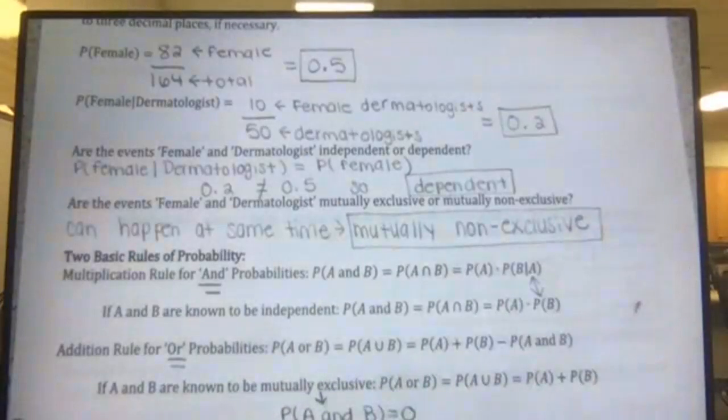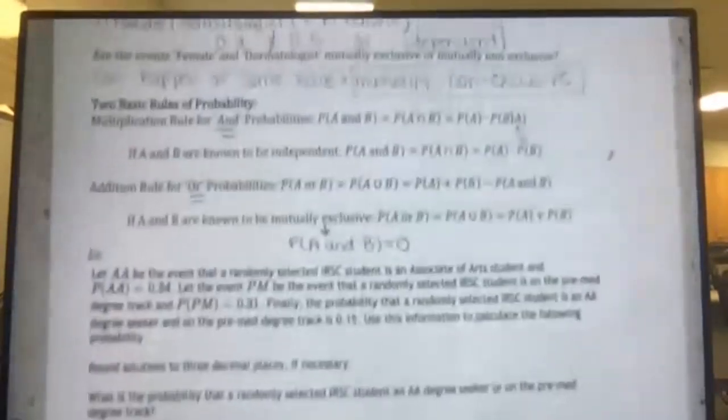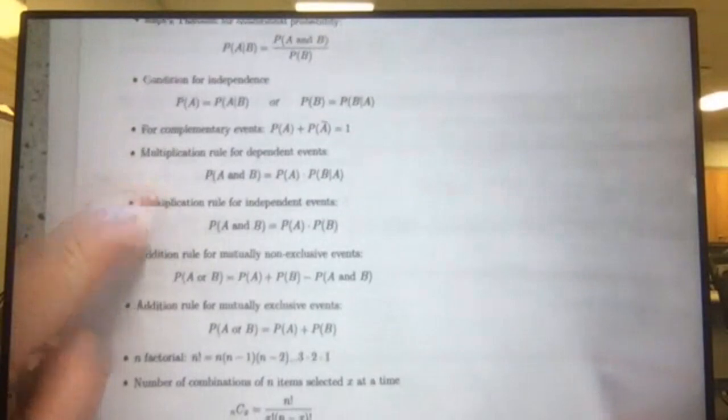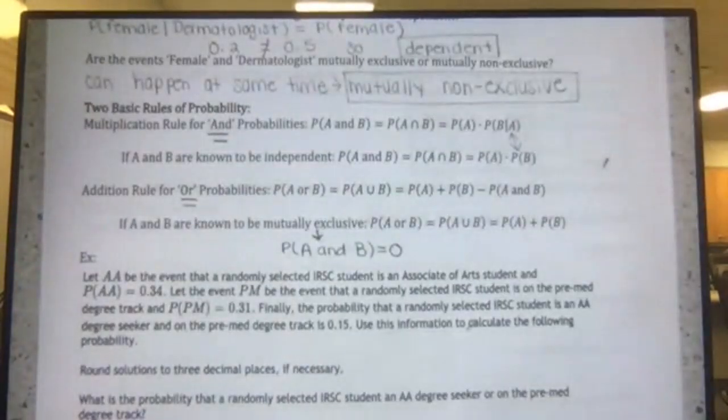So we can kind of shortcut it, and we don't need this last piece. The probability of A or B would just be the probability of A plus the probability of B. So those are formulas. They are on your formula sheet. Let me just show you real quick. Multiplication rule and our addition rules. So let's do an example.